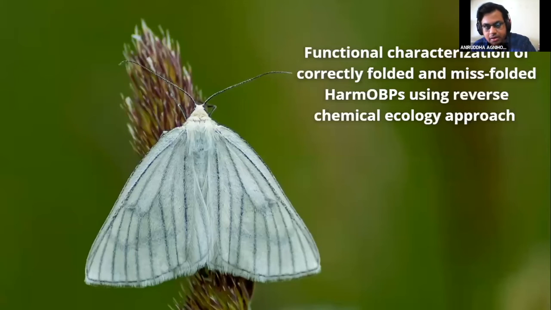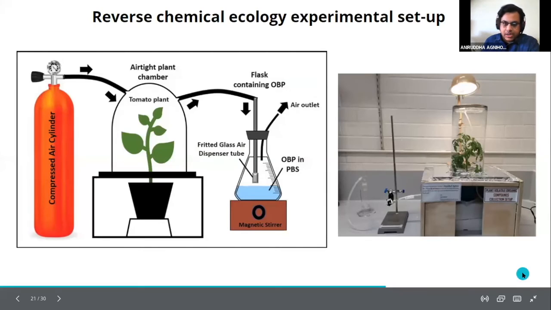Just quickly talking about the last part of my data. Basically, this was all about refolding, but the main motive of doing a refolding study was to check whether this change in structure, or refolding success, will also impact the binding efficiency or the functional characterization of this protein. To do that, I developed a new method based on reverse chemical ecology.